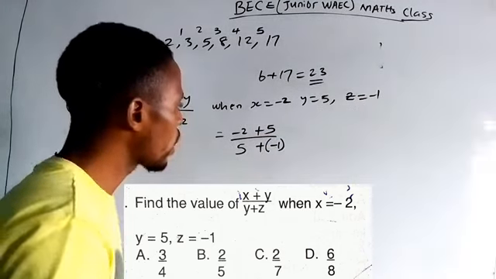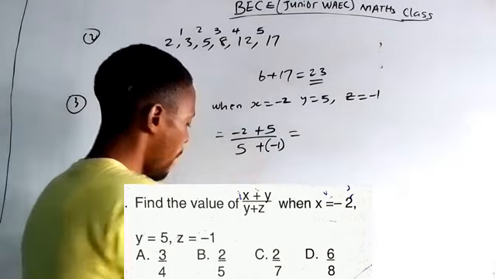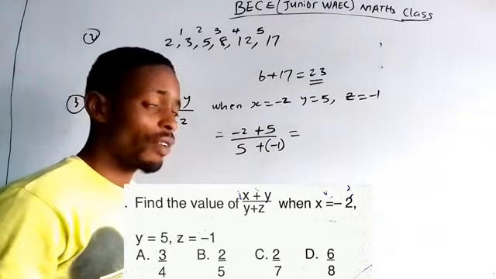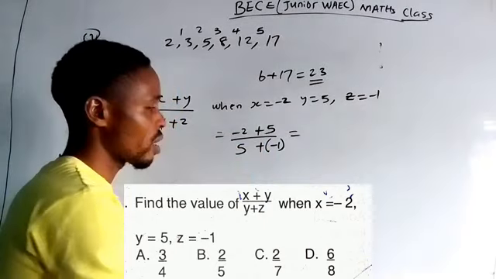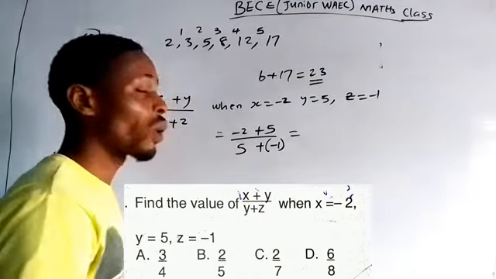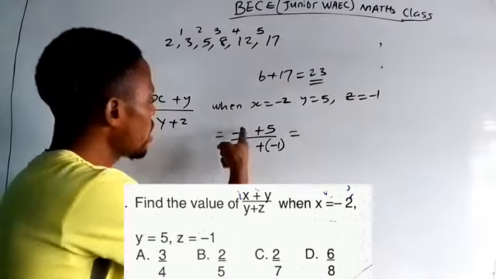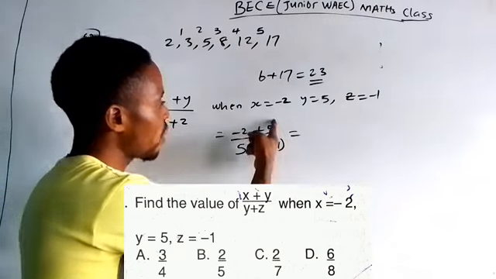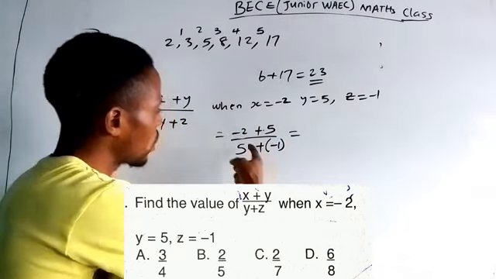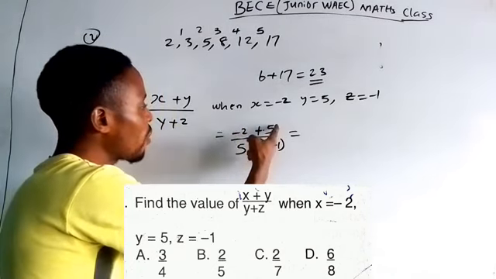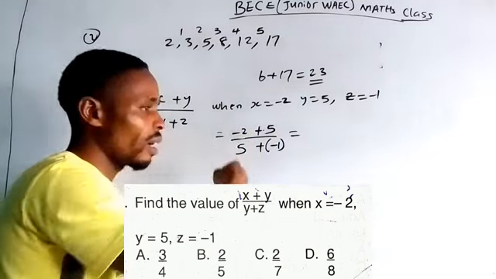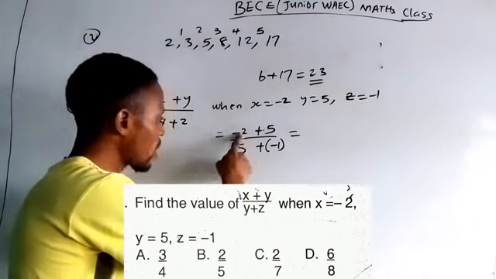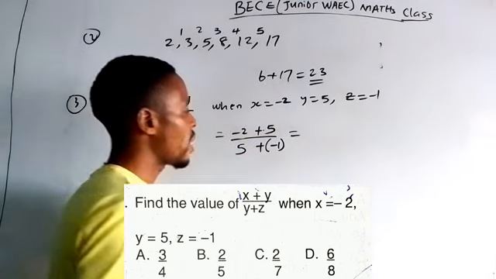So next thing to do now, you add it together. Minus 2 plus 5. Now I find it difficult to understand something like this. Minus 2 plus 5 is equal to 3. How? This minus here means that we are owing someone 2 naira and you have 5 naira. So you pay the 2 naira and you still collect change of 3 naira. So minus 2 plus 5 we have 3.